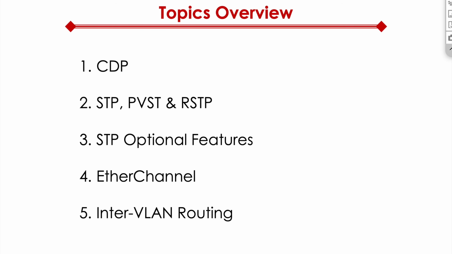First, CDP. Second, STP, PVST, and RSTP. Third, STP optional features. Fourth, EtherChannel. And finally, I'll wrap it up with inter-VLAN routing.